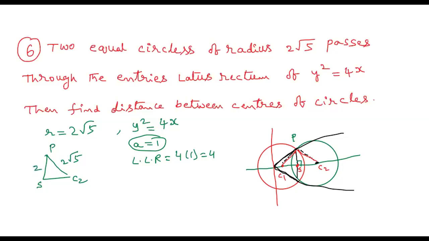By using Pythagoras, so what we get here, this is 8. SC2 is 8. That is equal to SC1 also. Therefore, the distance between the centers is 8 plus 8, that is 16. This is the answer. The distance between the centers of the circles is 16.